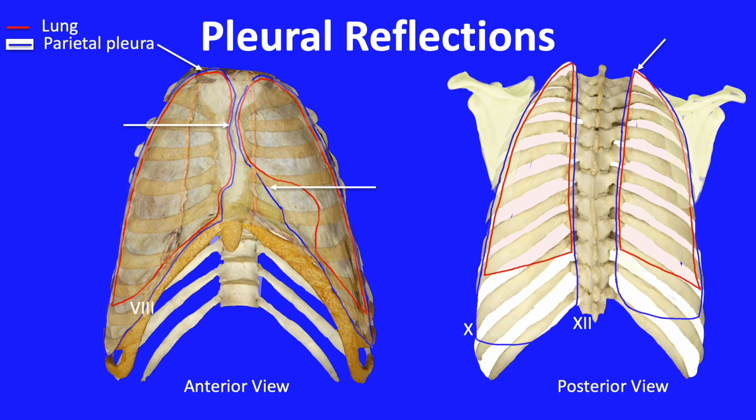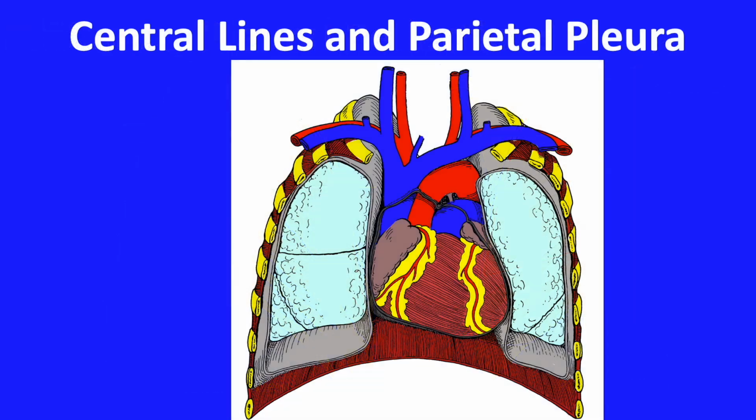Knowing these surface projections is not just an exercise in gross anatomy, but will be of clinical relevance once you start taking care of patients. For example, the placement of a central line demands that you clearly understand the location of the parietal pleura to diminish the possibility of further injuring your patient.